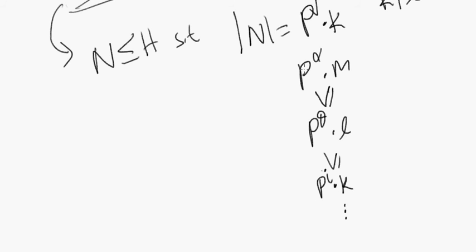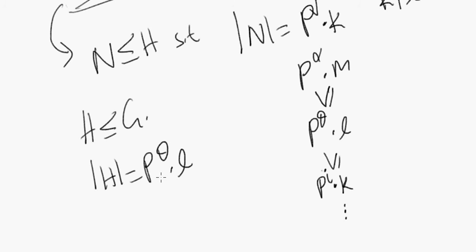So this is really what we have now, P to the alpha times M. And we seem to be reducing, but it's possible, see the less than or equal to. The subgroup H that we picked, some subgroup H of G, we said that the order of H has to equal P to the theta times L, where L divides M and L does not equal 1. So what's stopping L from being equal to M? That's the question.